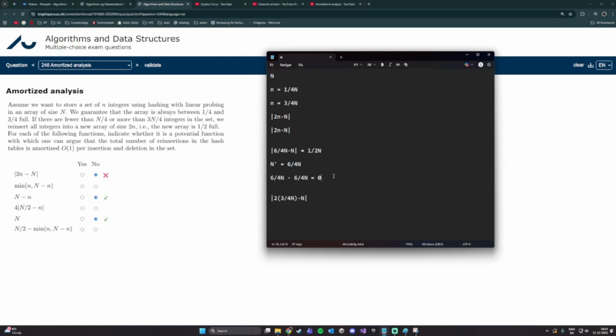And how much potential do we need? Well, again, if we add exactly half, then we need 0. The amount that is filled up is n divided by n prime, because that's the amount of elements and the size of the new list. So n prime is 6/4 n, and n is 3/4 n, and as you can see, again, it works. So that is really nice. I made a little mistake, but we're all human. Okay, amazing stuff.